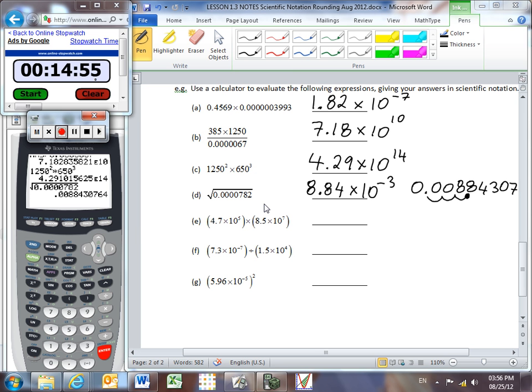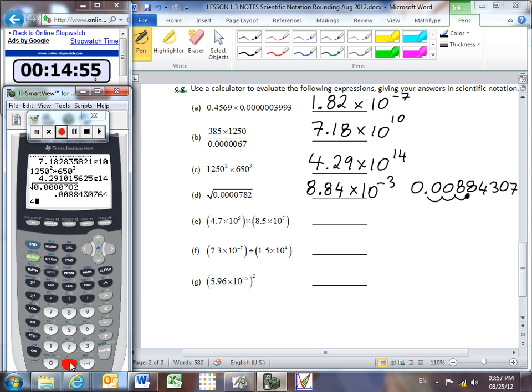Last couple of examples. In this situation, we're multiplying two numbers that are given in scientific notation. So I'll show you how to do that on the calculator. So we've got 4.7 times 10 raised to the power of 5. And I'll press the right arrow to show that I'm now exiting the exponent.